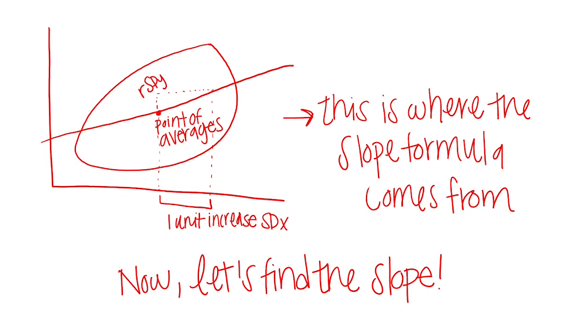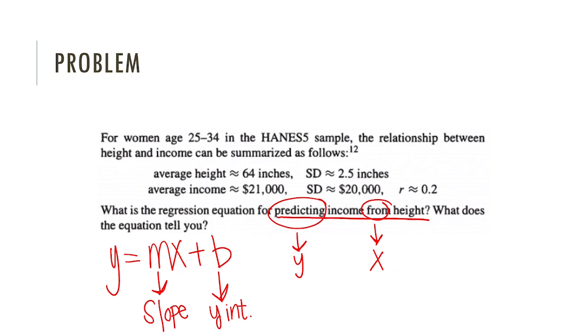So let's take our problem and plug our numbers into this slope equation. First, we must determine which variable is x and which variable is y. Y will be whatever we are predicting, so in this case, income is y because we are predicting income from height. So our average for x is going to be 64 inches with a standard deviation of 2.5, and our average for y is going to be $21,000 with a standard deviation of 20,000. Take a moment to write those numbers down so you have them later on in the video to refer to.